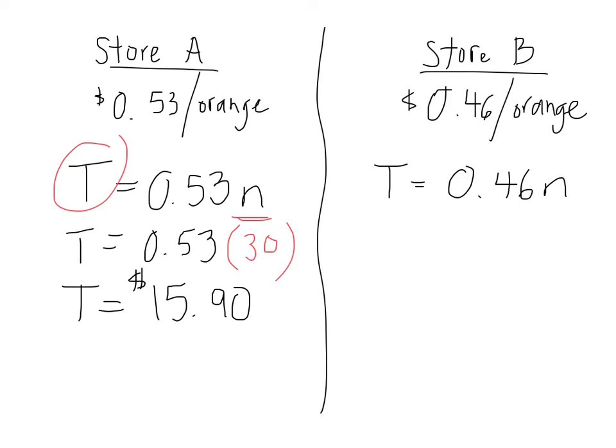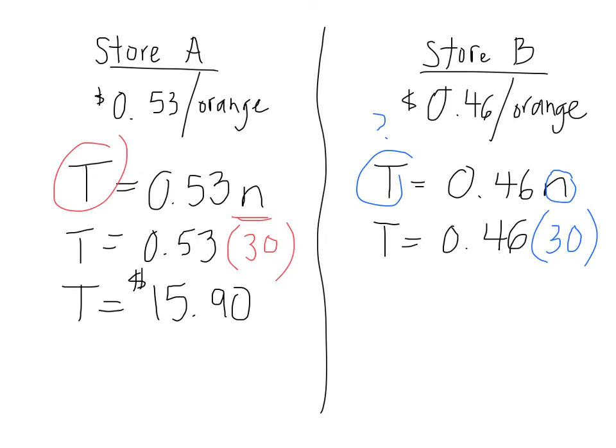What about for store B? Again, we don't know the total cost, that's what we need to find, but we are finding this out if we purchase 30 oranges. So once again, I'm going to replace n with the value of n, in this case, which is 30. Total cost is equal to 0.46 or 46 cents for every orange. So if I'm buying 30 oranges, I need to multiply by 30. When we multiply these together, we get a total of $13.80. So we've just found that the total cost of oranges at store B is $13.80 for 30 oranges.